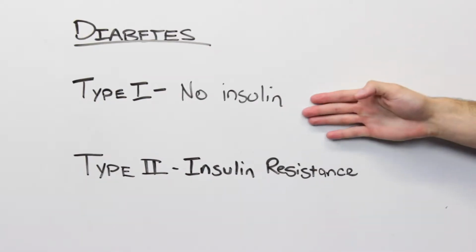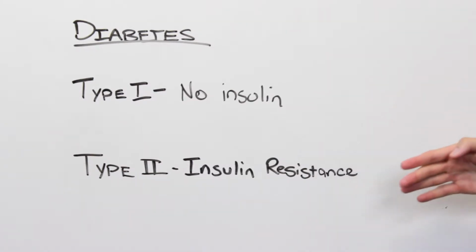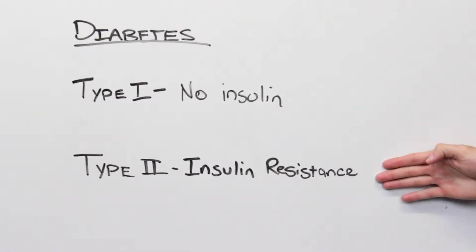There are two ways in which this manifests itself. Type 1 diabetes is where the pancreas does not create insulin, and therefore glucose released into the bloodstream does not get absorbed by the cells. And type 2 diabetes is where insulin is produced and released into the bloodstream, but cells do not react to the insulin. The cells are insulin resistant.